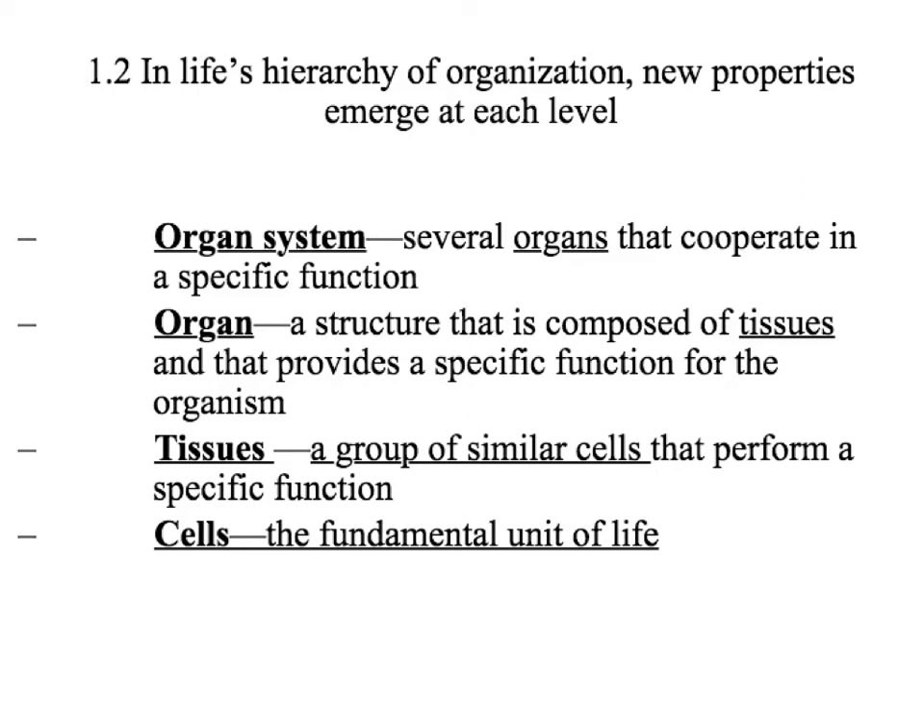Now that we're down to the level of an individual, let's go down even smaller. We can get down to organ systems, which are several organs that cooperate in a specific function. Then we can break that down into just an organ, which is a structure composed of tissues that provide a specific function for that organism. Then we can take the tissue and break that down into a group of similar cells that perform a specific function, until we finally get to the smallest unit, the basic unit of life, which is called a cell.